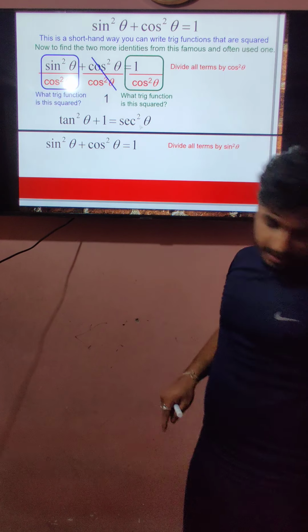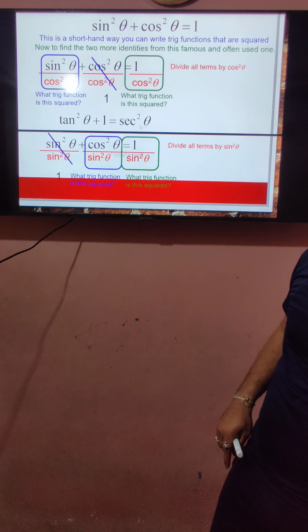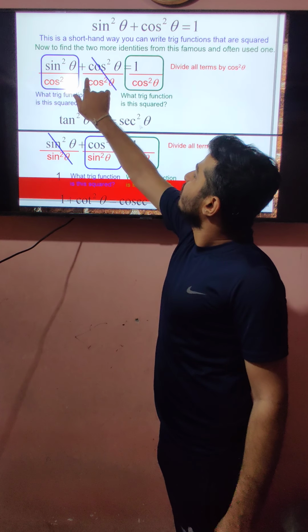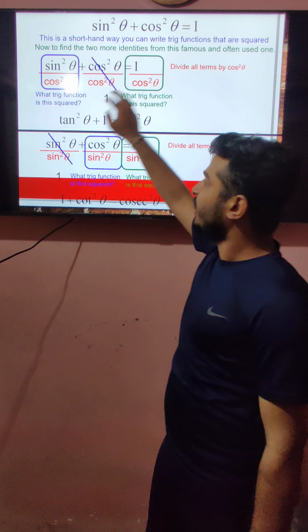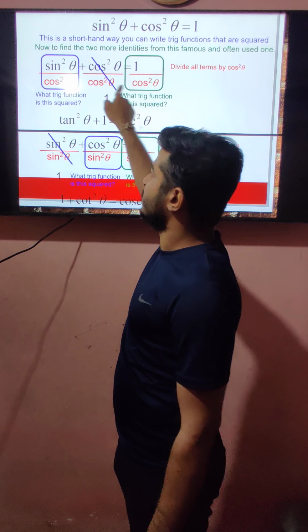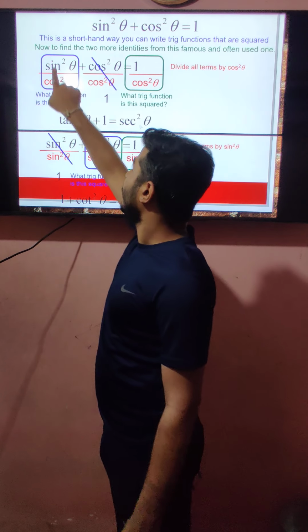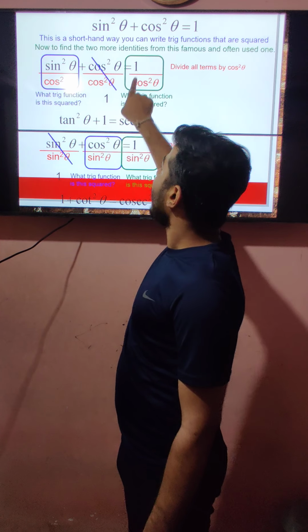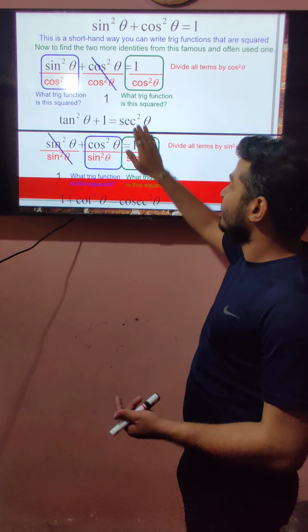Now for one more identity. You can see sin square theta plus cos square theta is equal to 1. Divide all the terms by cos square theta. Now cos square theta cancels. So sin square theta divided by cos square theta becomes tan square theta, plus 1 is equal to 1 by cos square theta, which is nothing but secant square theta. Okay, this is well known.